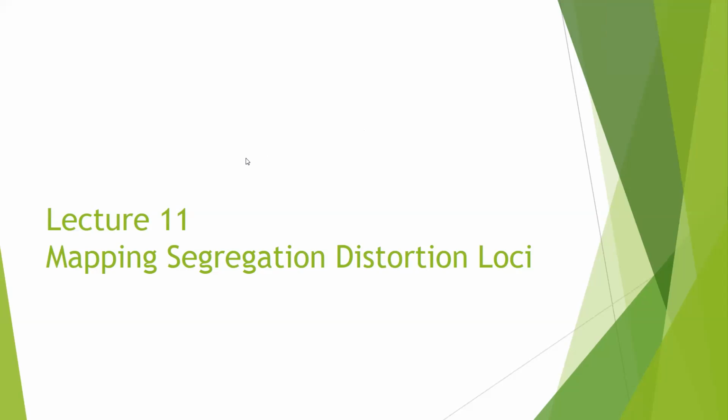All right. Next chapter is mapping segregation distortion loci. This is a little bit different, but to me, it's the same. We just treat this segregation distortion as a phenotype, and we try to find the loci that are responsible for this segregation distortion. Biologically, they're different. The purpose is different, but statistically, mathematically, they're the same.